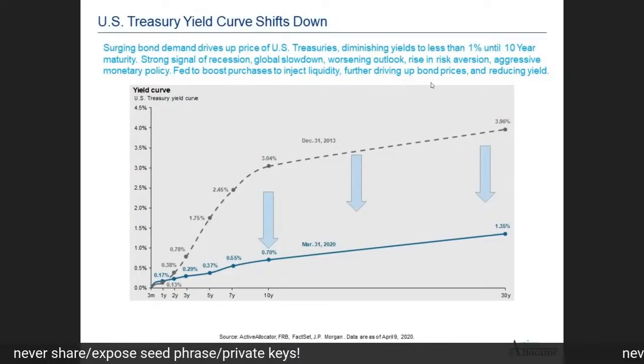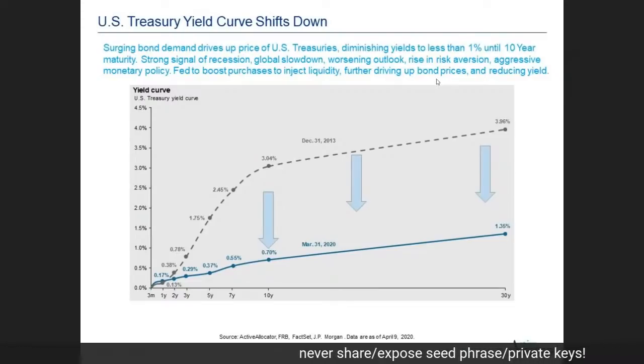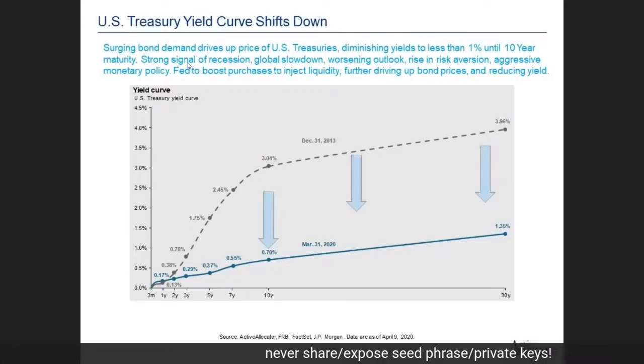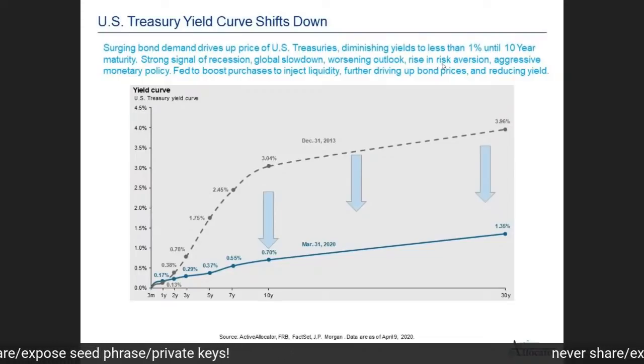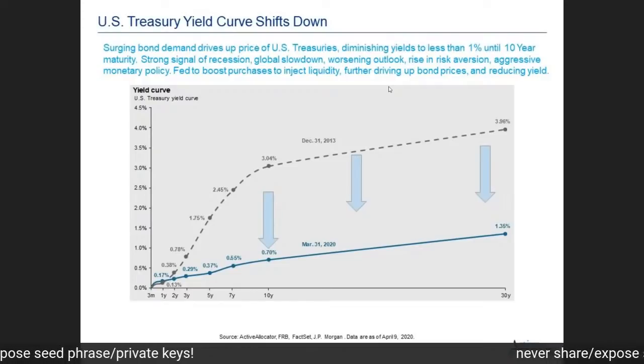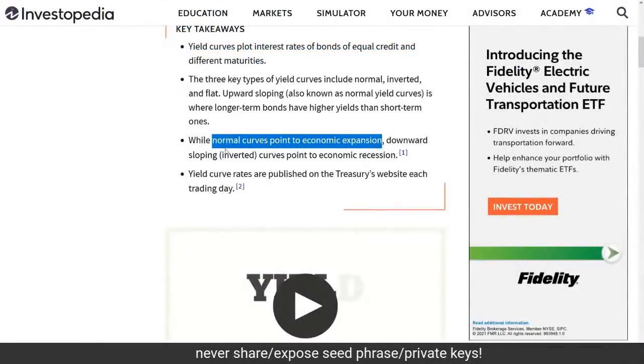Now, what do I mean? Well, if you look back in history, this is what they'd been doing already anyway. So all they really did here was just make up an excuse to continue their party, literally. So let's read this again. Strong signal of recession, global slowdown, worsening outlook, rise in risk aversion, aggressive monetary policy. All those were reasons for the Fed to boost purchases to inject liquidity, further driving up bond prices and reducing yield. Kind of crazy, right? Because we just read this.